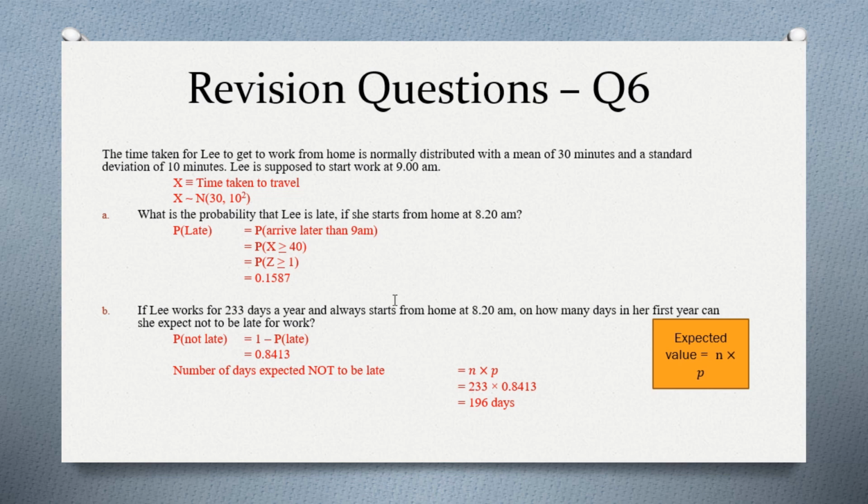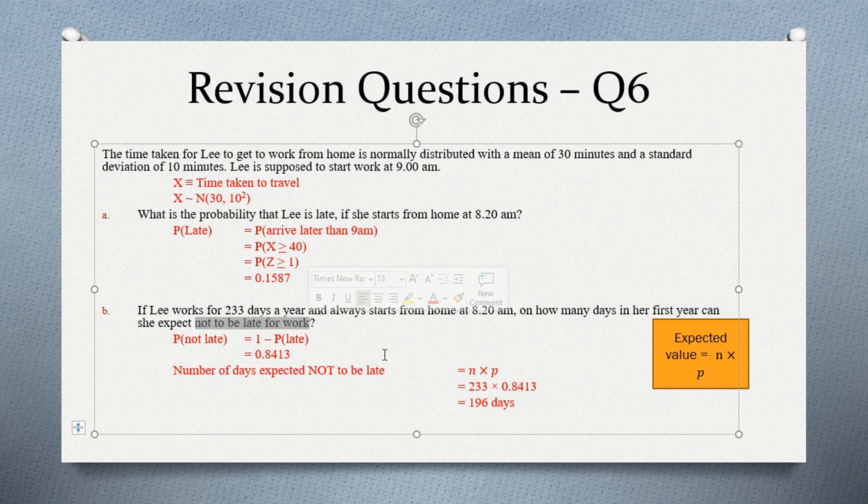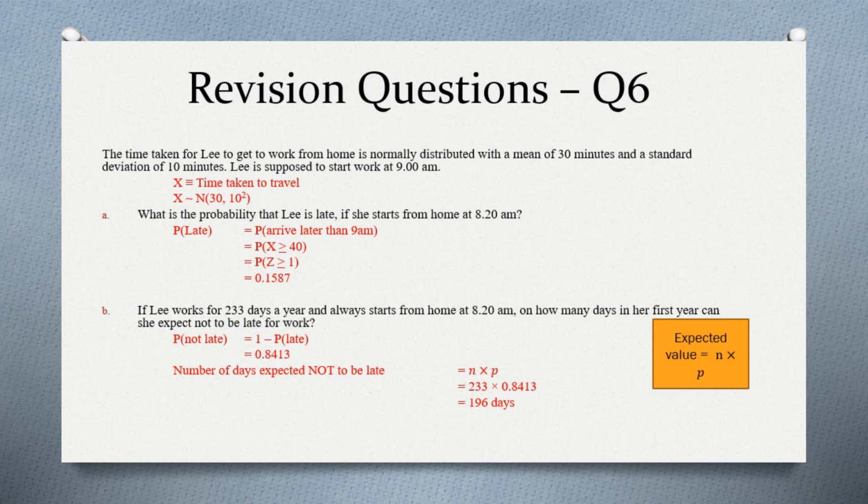Now, if Lee works 233 days a year, and always starts from home at 8:20, on how many days in a year can she expect not to be late for work? All right, not to be late for work. So this is the probability that she was late, right? So 1 minus this will give me the probability that she's not late. All right, so how do I find the expected? N times P, my N is 233. P is the probability that she's not late. You put it down there, that is your answer. Expected value, don't forget, it's your mean N times P, all right?